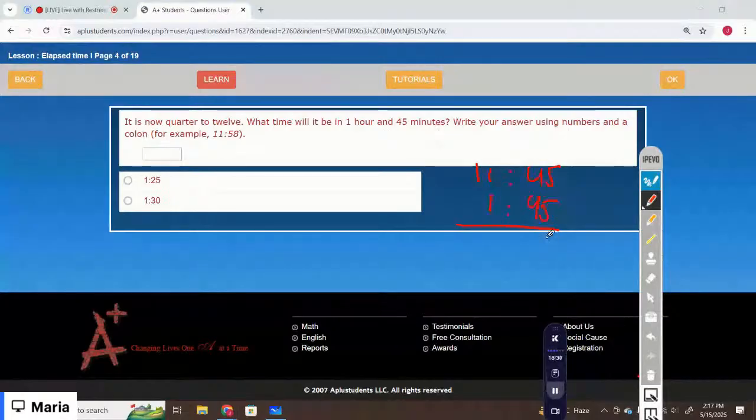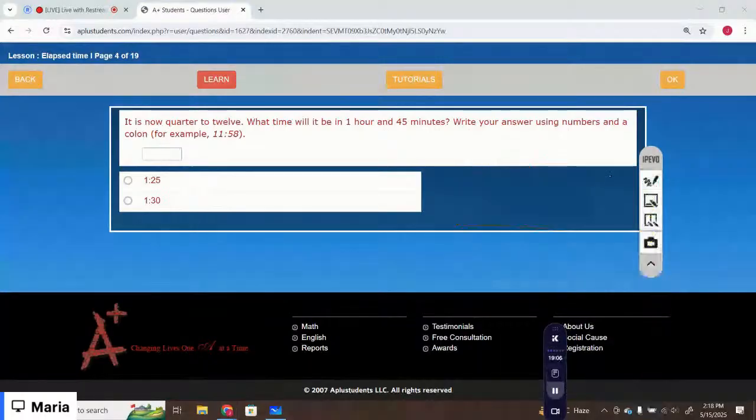So we have 30 minutes. We need to add 1 hour over here. 11, 12, and 1. So that is 1:30. Option number 2 is the option that is 1:30.